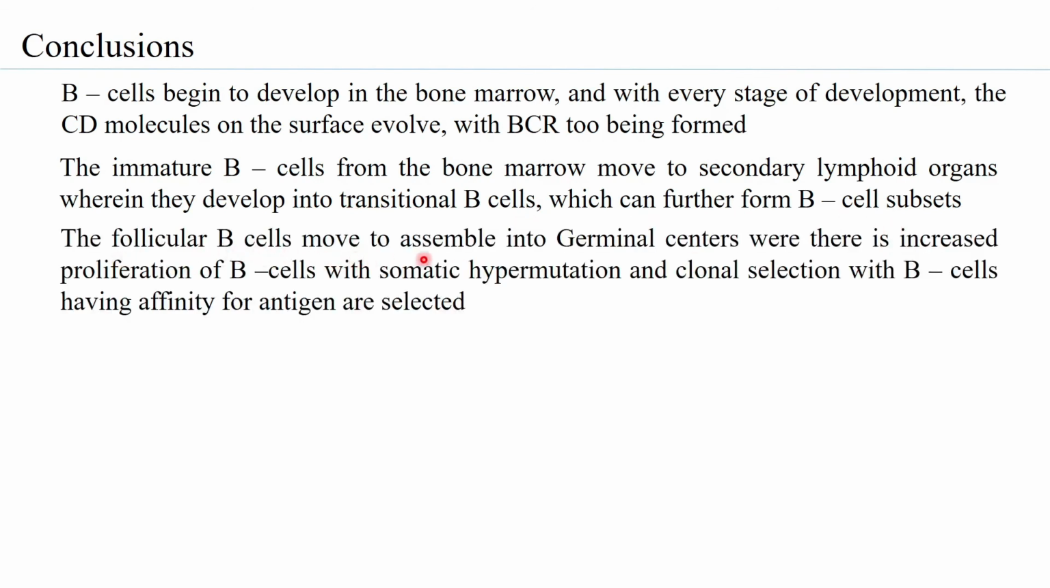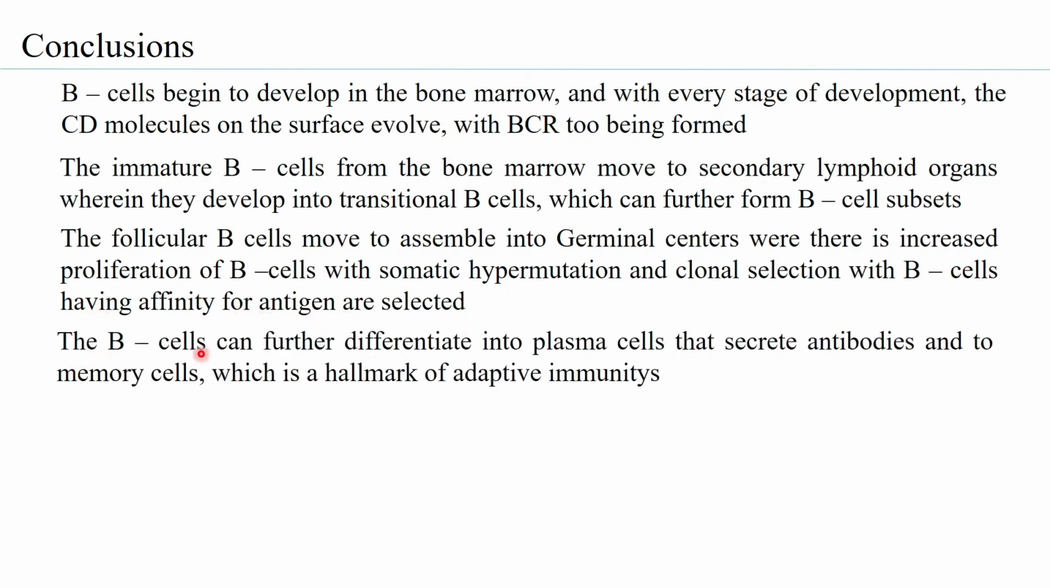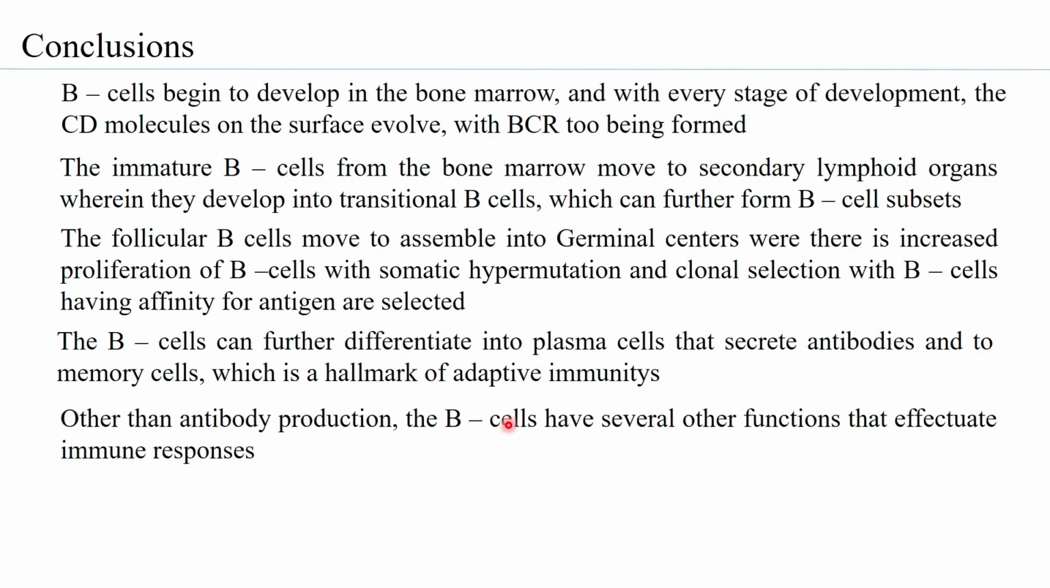The follicular B cells move to assemble into germinal centers, where there is increased proliferation of B cells with somatic hypermutation and clonal selection, with B cells having affinity for antigen being selected. The B cell can further differentiate into plasma cells that can secrete antibodies and that can also form memory cells. And this is a hallmark of adaptive immunity.